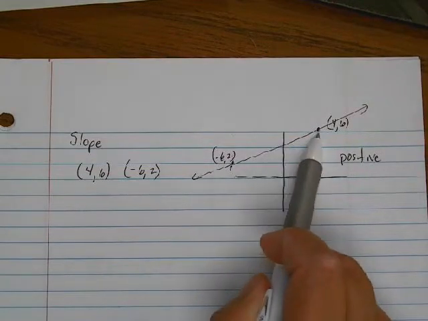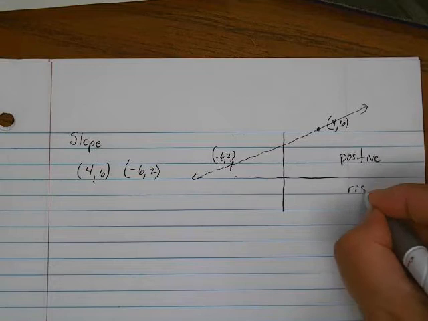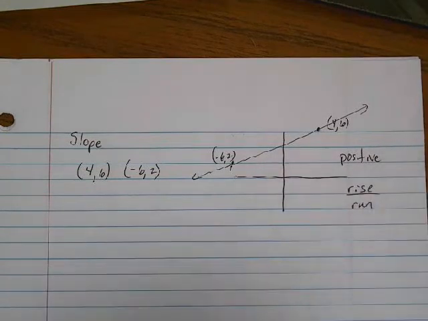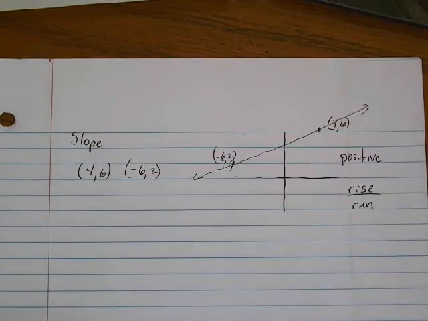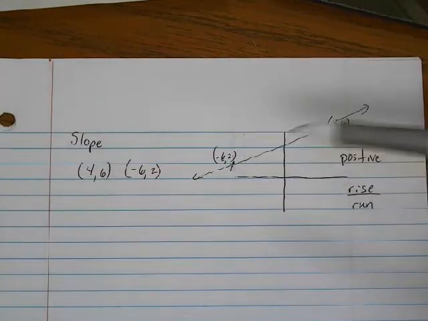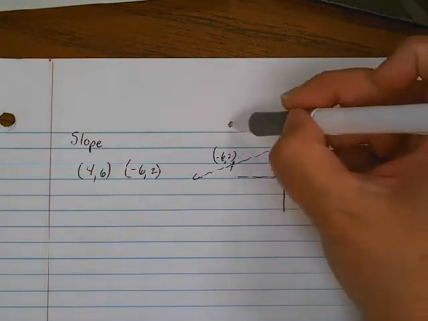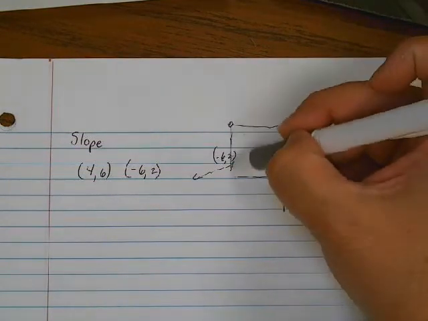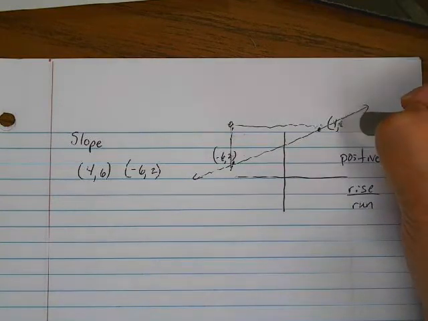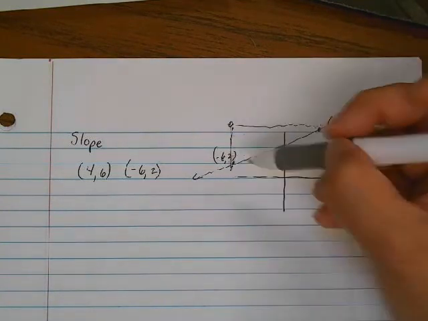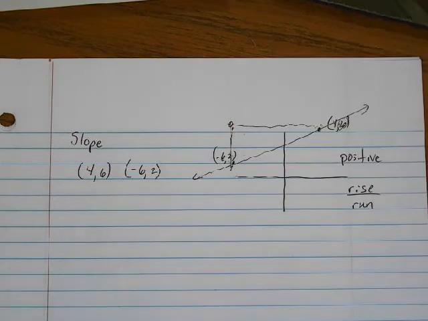So what I'm really wanting to know is how much does it rise compared to how much it runs? Most kids will remember that from Algebra 1, that slope is the amount that something rises compared to how much it runs. And that's what gives it the slant or the slope. So if I want to compare the rise, I need to know the difference from here to here, the difference between this number and this number, because that's the up and down part of the graph.